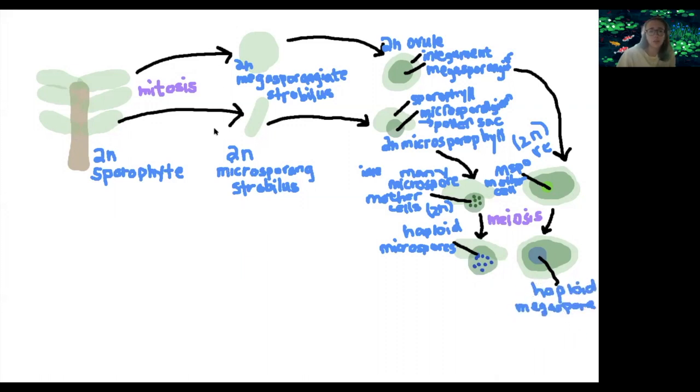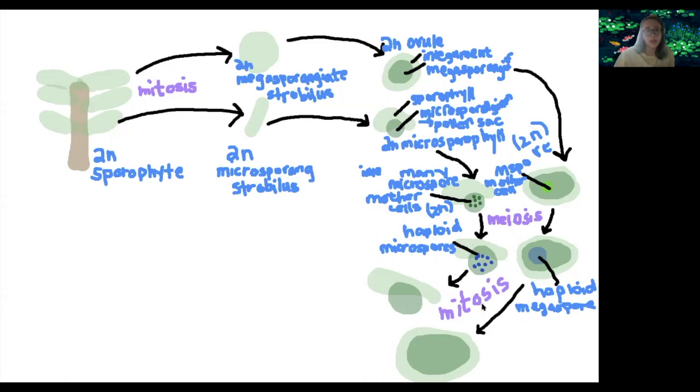There's our haploid megaspore. These haploid megaspores in both our microsporangium and megasporangium are going to undergo mitosis to form our gametophytes. So at this point, our micro and megaspores are going to divide by mitosis. And so what do we get when our microspores undergo mitosis? We get our microgametophyte, and that's our pollen, right?